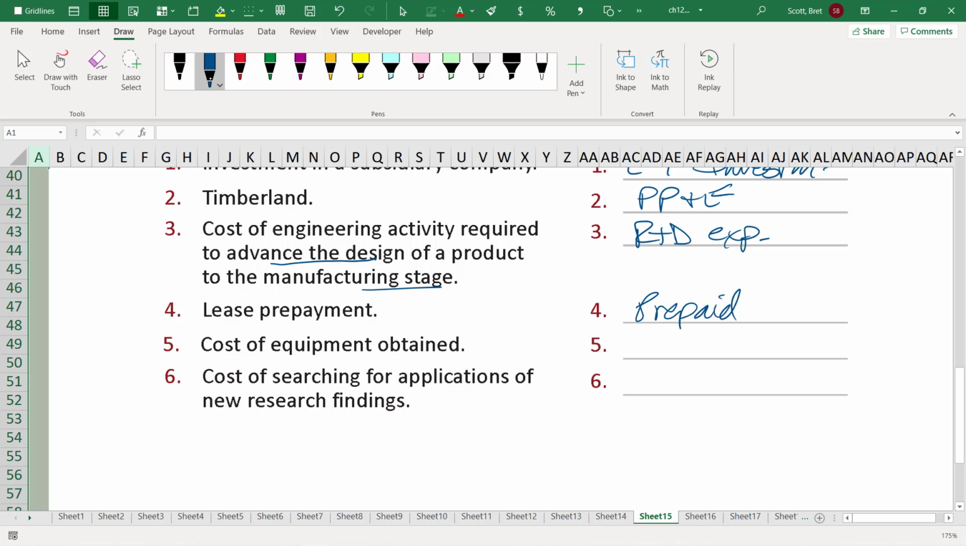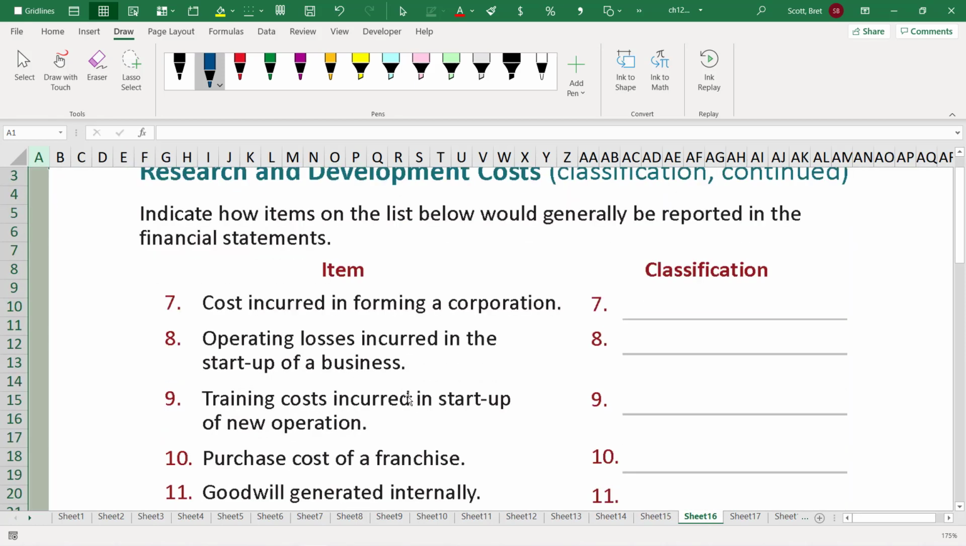I love ending on these types of chapters because it sort of brings back a lot of different memories. Cost of equipment obtained. That's just PP&E. Bought some equipment. Cost of searching for applications of a new research. That's more like the development side, but still R&D. We think R&D, think expense. R&D equals expense. Don't overthink it. Just remember it. Next one.